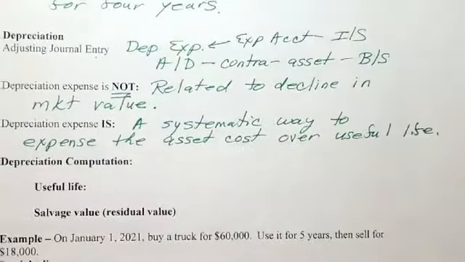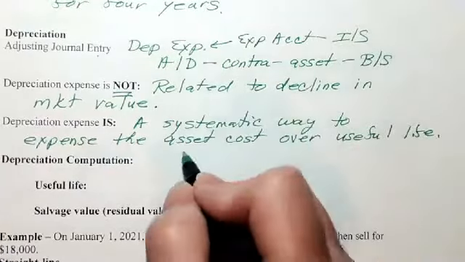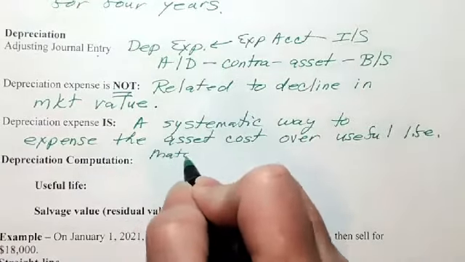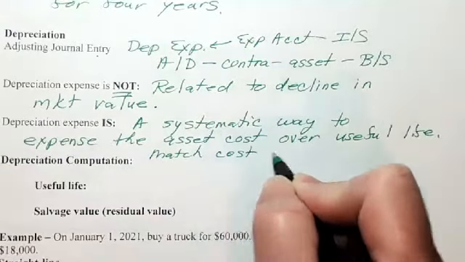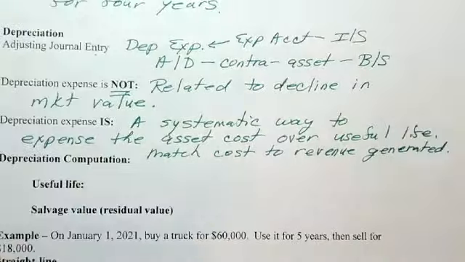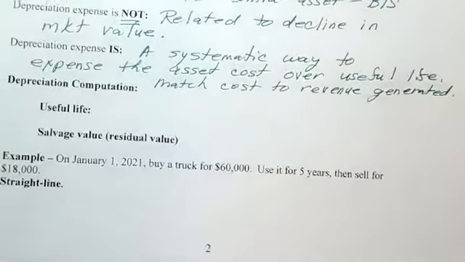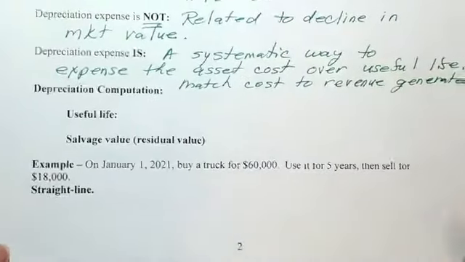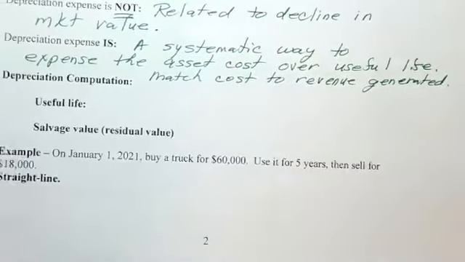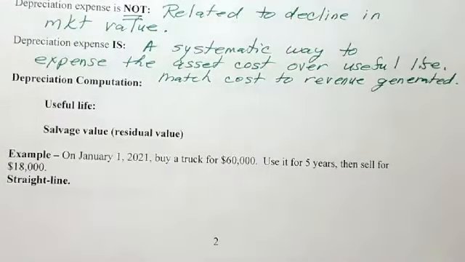That's all it is. We come up with some way that seems reasonable so we can do the little matching thing to match the cost to the revenue generated. So what that means when we see our assets on our financial statements, that is not the market value of the assets of the company. The computation is fairly easy, just something systematic.